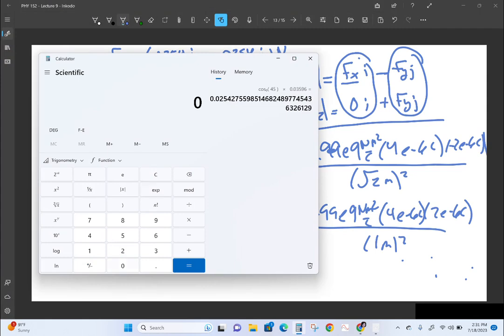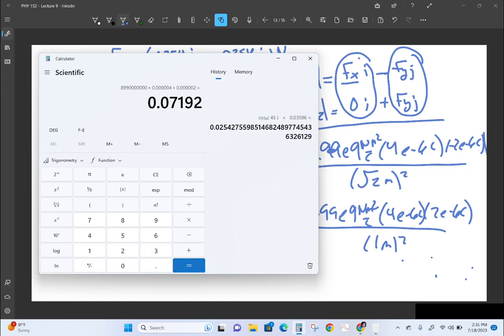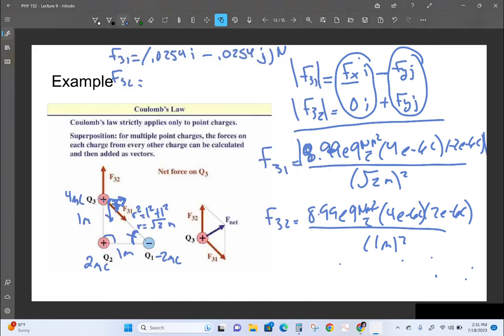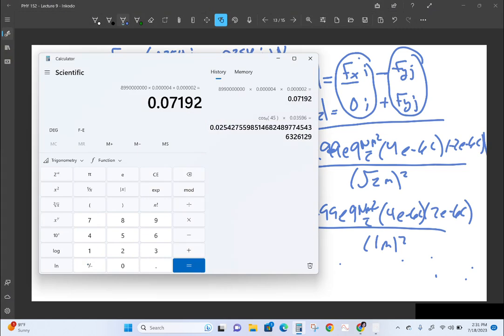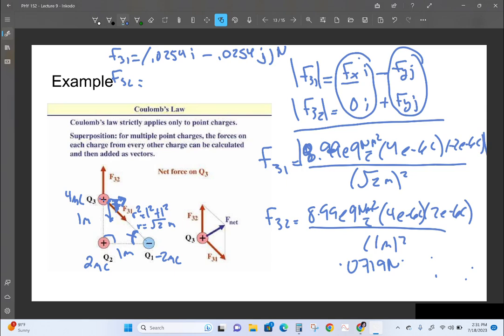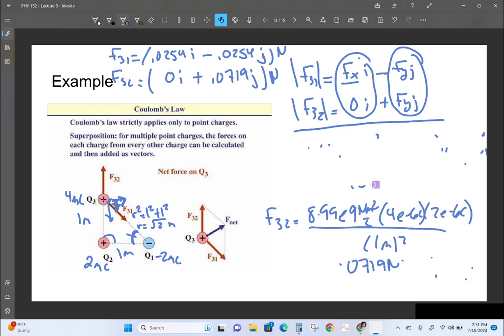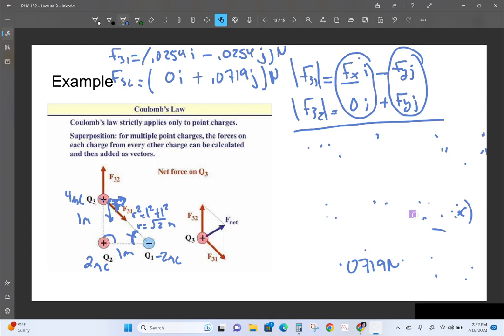So we put this in a calculator. 8.99 exponent 9 times 4 exponent negative 6 times 2 exponent negative 6 equals, divided by 1 squared, which is 0.0719 newtons. So remember, this is only pointing up in the y direction. So there is 0 in the i direction plus 0.0719j newtons. So now, if I want to find the net force, I need to know its x and y components. And to do that, I simply add all the x's together and all the y's together.